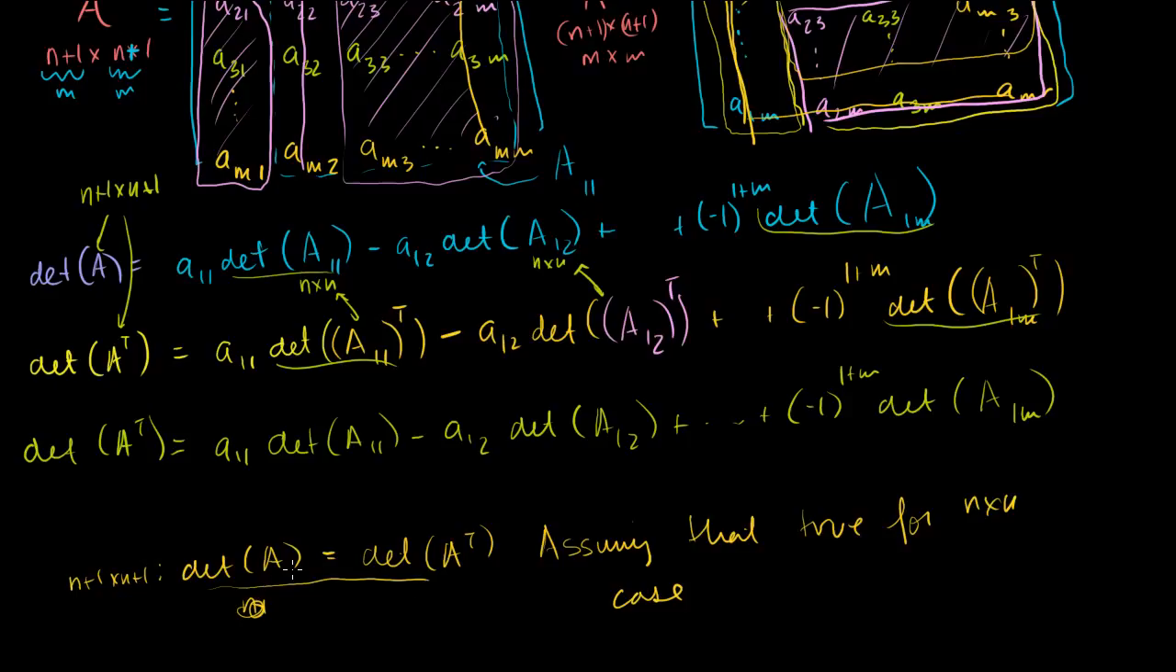We've proven it for the 2 by 2 case. And then we show that if it's true for the n case, it's true for the n plus 1 case. So if it's true for the 2 by 2 case, it's going to be true for the 3 by 3 case. If it's true for the 3 by 3 case, it's true for the 4 by 4 case. So on and so forth. But the takeaway is pretty neat. You can take the transpose. The determinant doesn't change.